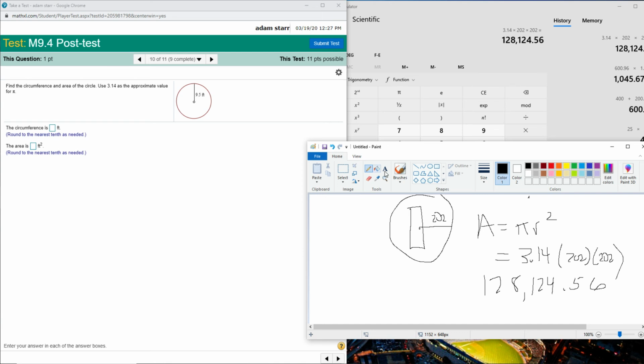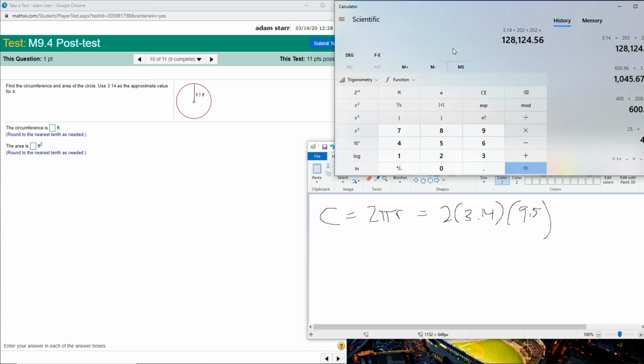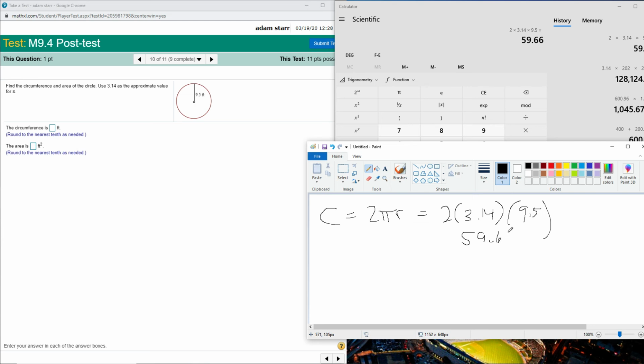Okay, next question, very similar to another one that we've seen. Just asking for circumference and area using 3.14 for pi. It's giving us the radius of the circle. Okay, circumference is 2 pi r. So 2 times 3.14 times my radius, which is 9.5. So 2 times 3.14 times 9.5 is 59.66. It says round to the nearest tenth.